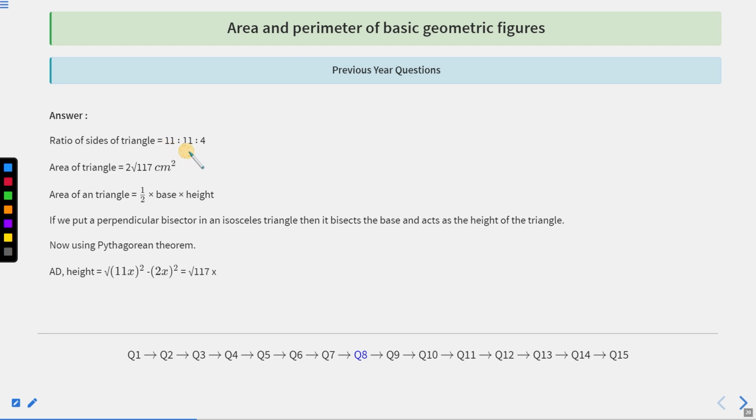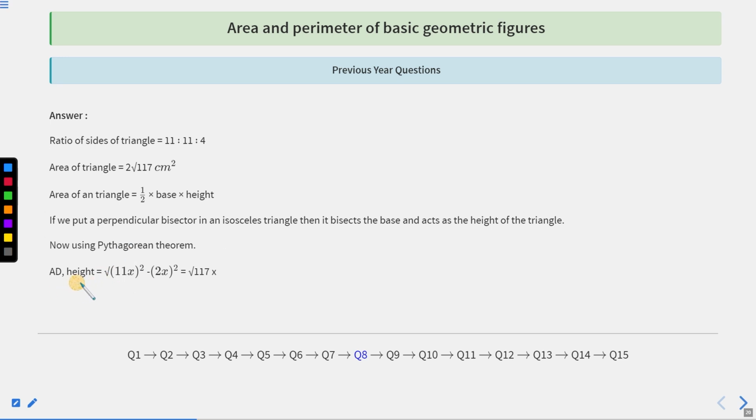Ratio of sides of triangle is given to us, that is 11 is to 11 is to 4. The area of triangle is given to us, 2 under root 117 centimeter square. So if we put a perpendicular bisector in isosceles triangle, then it bisects the base and acts as a height of the triangle. Correct? So now we can use the Pythagoras theorem to obtain the height. So to obtain the height, we use Pythagoras theorem.